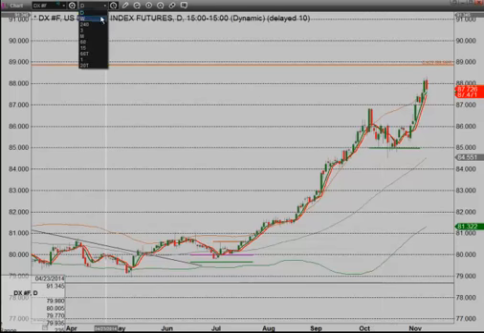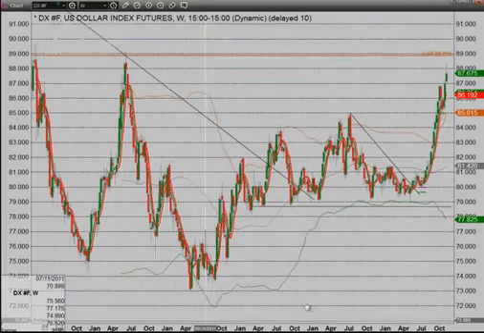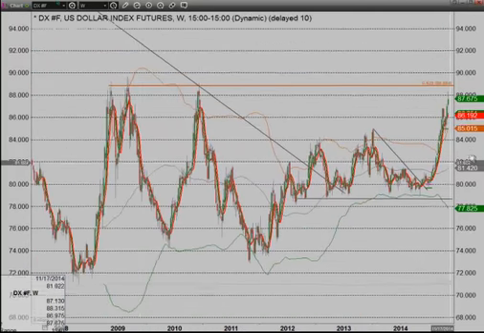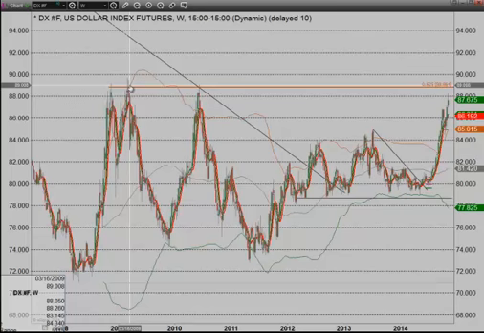Let's take a longer term look at the dollar index. If you pan out, you see you're at these same levels that stopped that market in its tracks in the past, in 09 and in 2010.